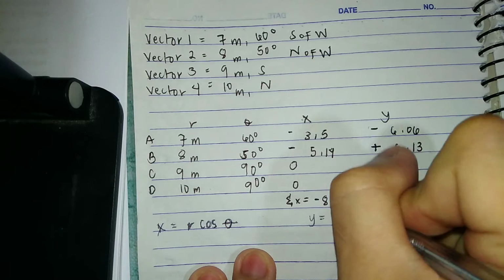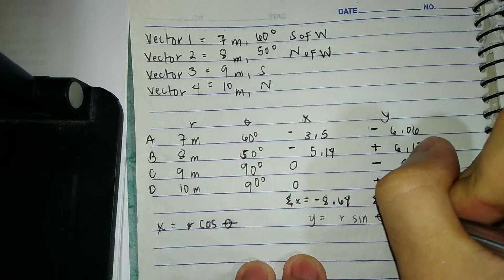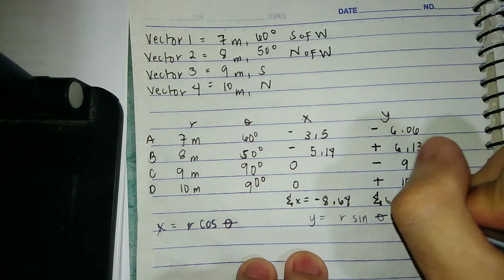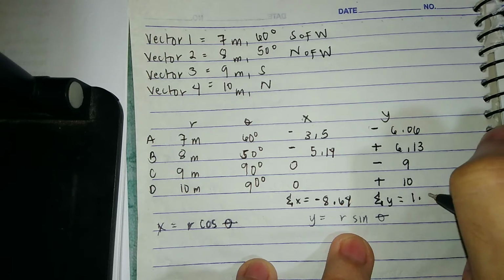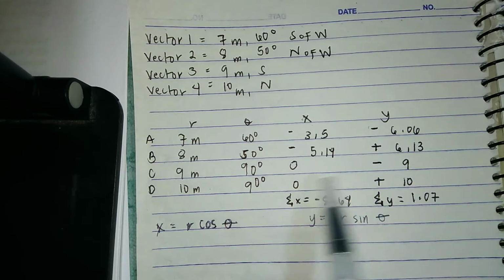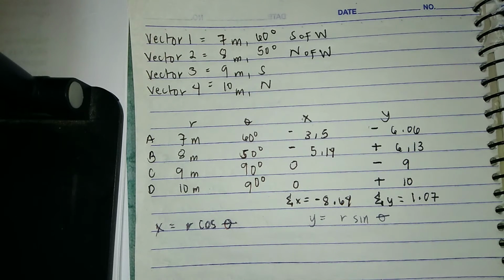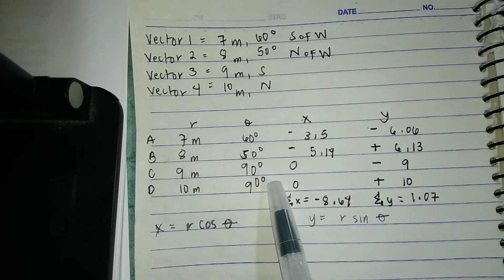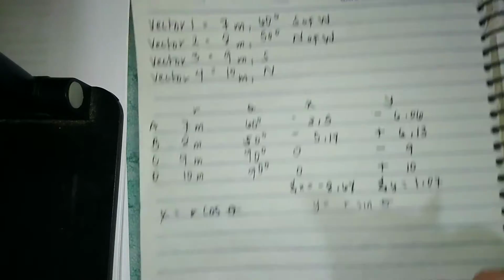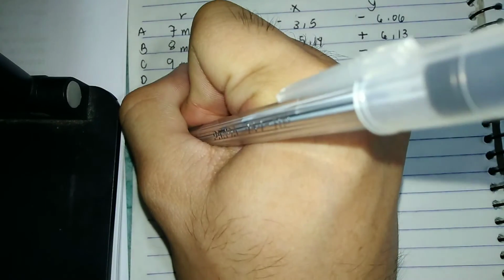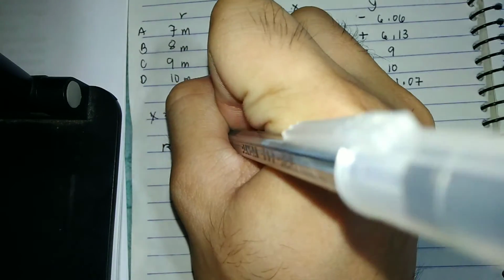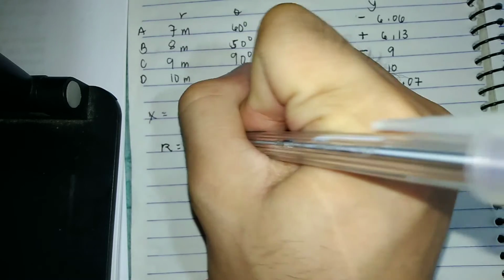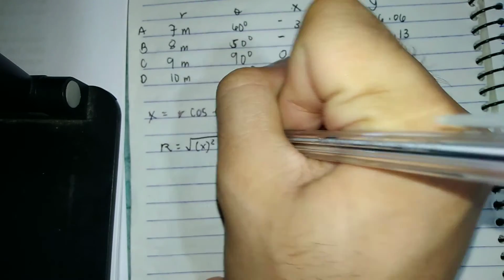Now, we are done answering the value of each vector. We will now add all the value of x and y to know the sum of x and y. Now that we are done finding the sum of x and y, we will now get the resultant. The formula of the resultant is the square root of the resultant of x quantity squared plus y quantity squared.